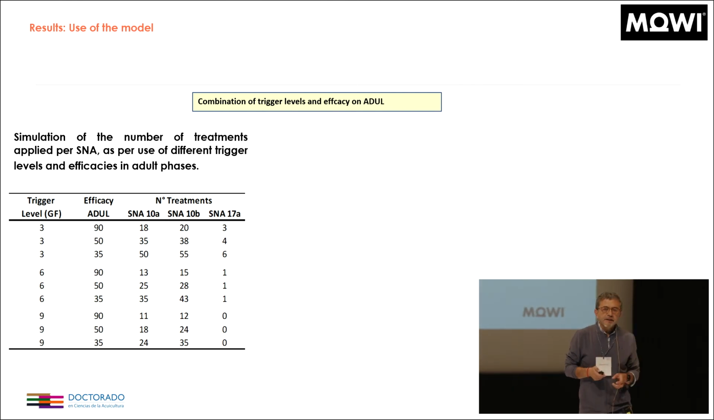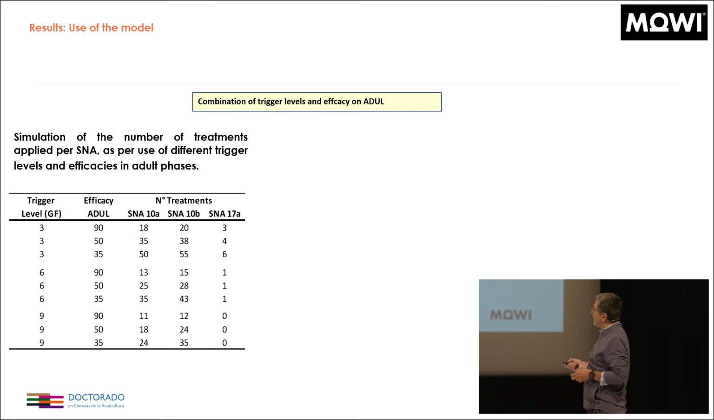And here we can see that if we increase the trigger level and maintain the same level of efficacy, for instance, 90% and here 90%, the model predicts that the amount of treatment necessary will increase.